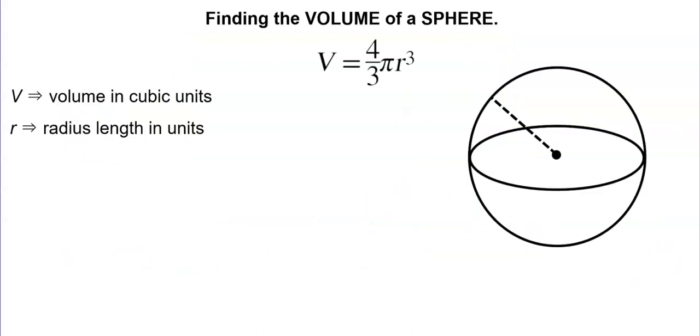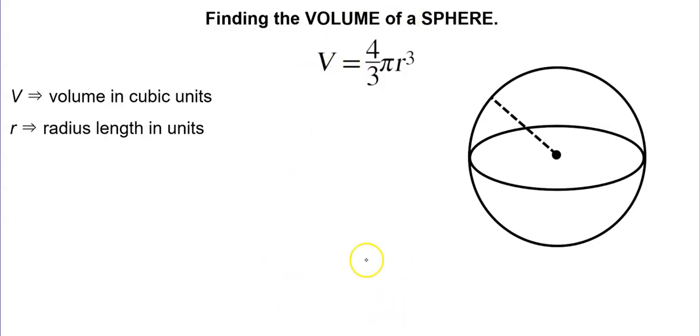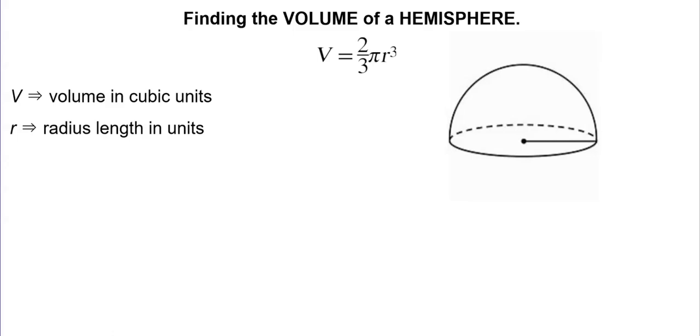I like it. What if I've got a sphere? Spheres are easy. To find the volume of a sphere, I am going to do 4/3 pi radius cubed, where of course radius is the length of the radius in units, whatever these units are. And we're going to get 3 of them. That's why volume is in cubic units. And then if it's a hemisphere, again, all I need is the radius, which is the distance from the center to the edge, and I'm going to use the formula 2/3 pi r cubed.